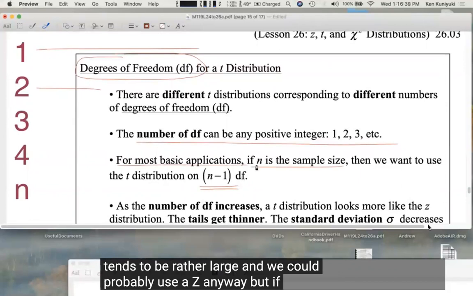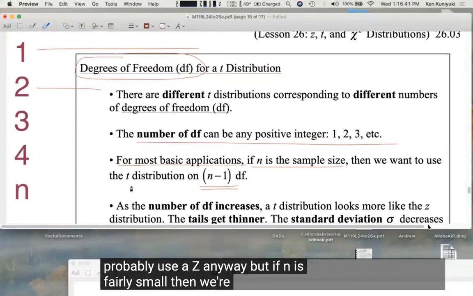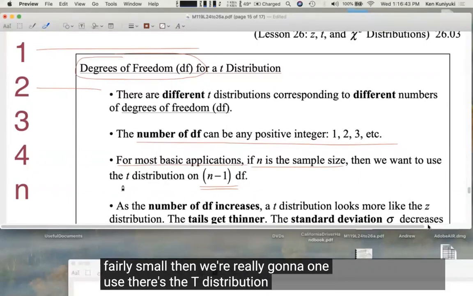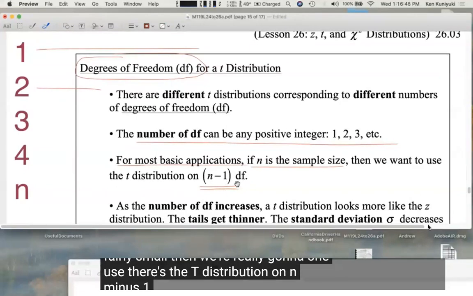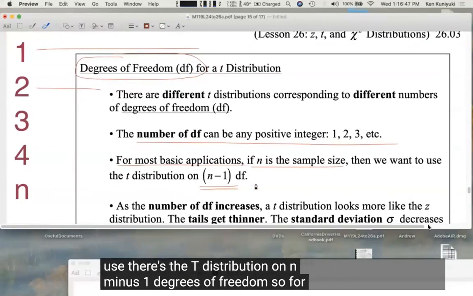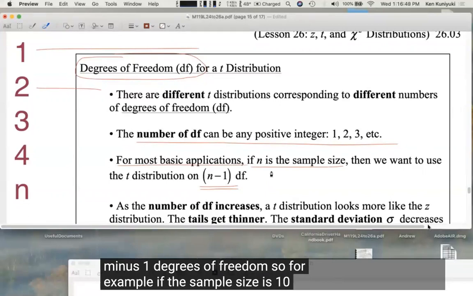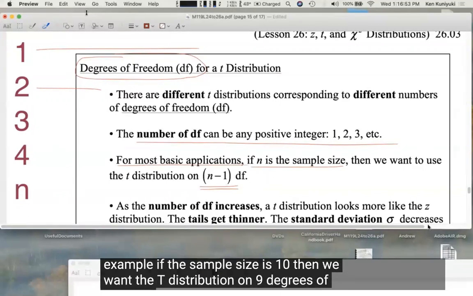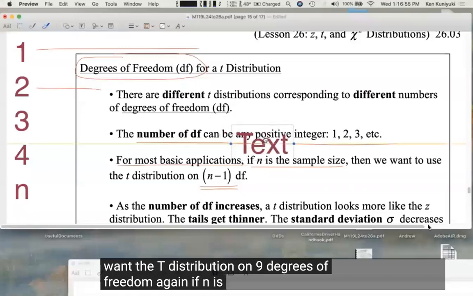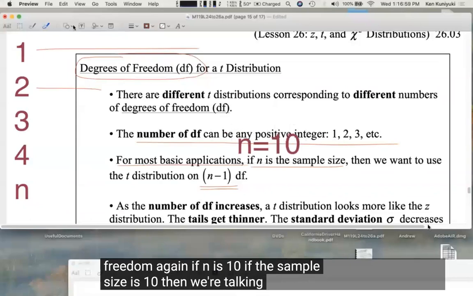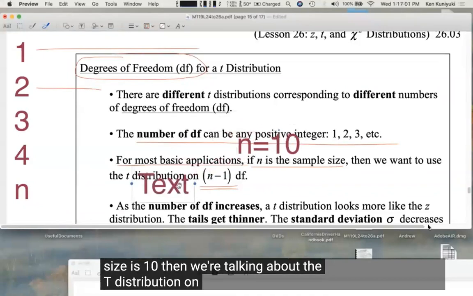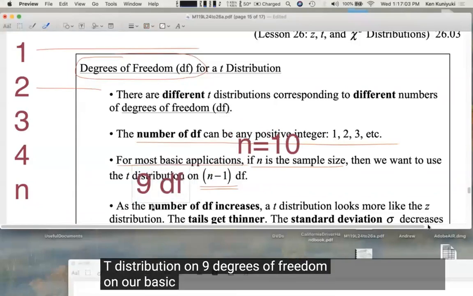But if n is fairly small, then we're really going to want to use the t distribution on n-1 degrees of freedom. So for example, if the sample size is 10, then we want the t distribution on 9 degrees of freedom. Again, if n is 10, then we're talking about the t distribution on 9 degrees of freedom on our basic applications.